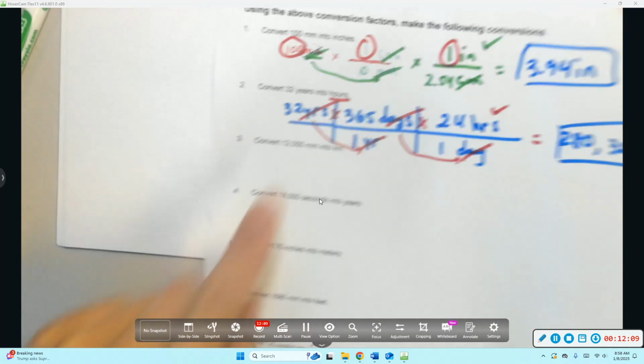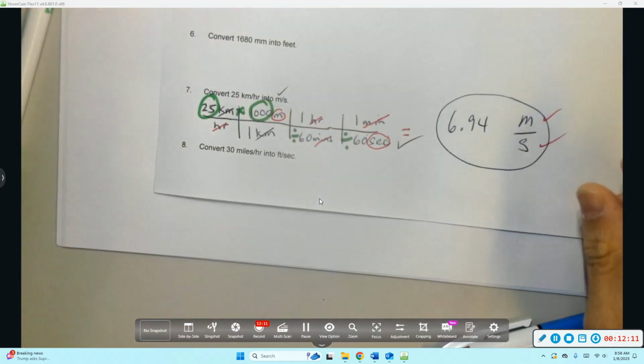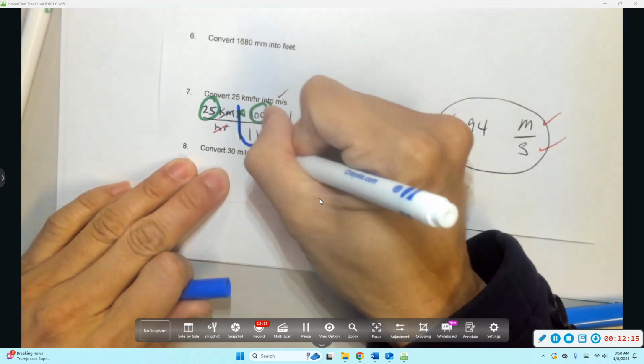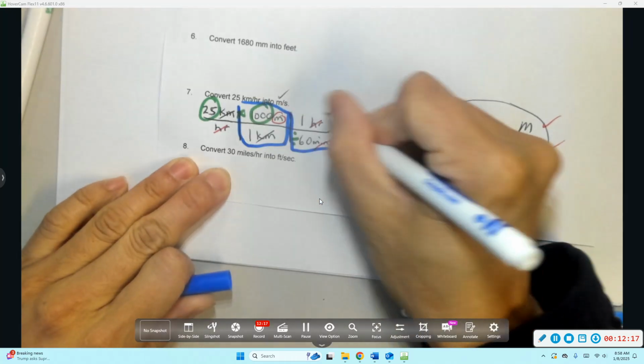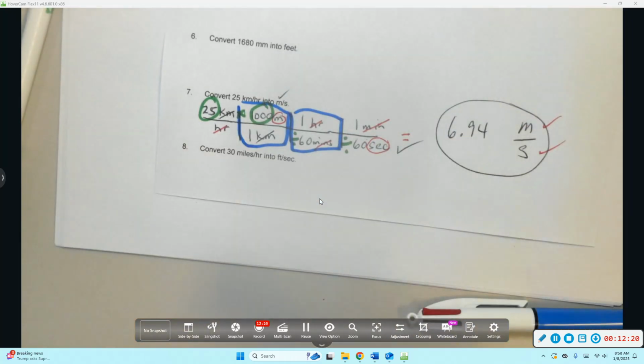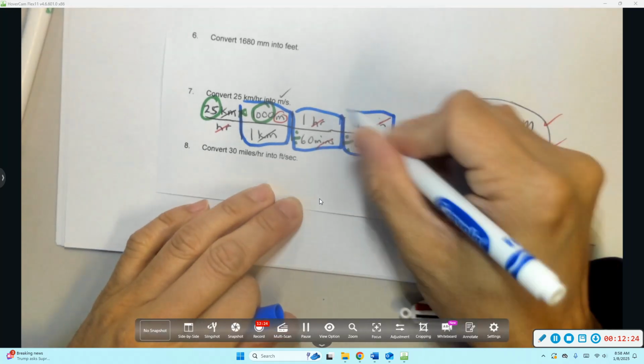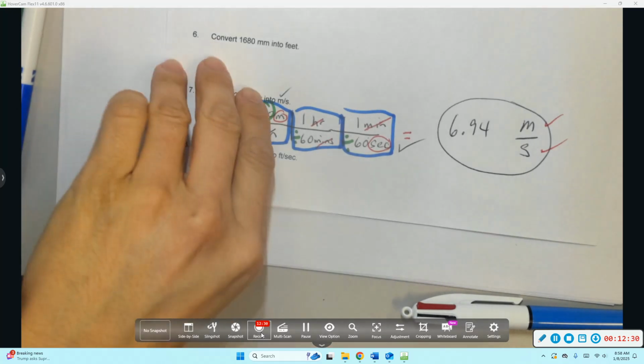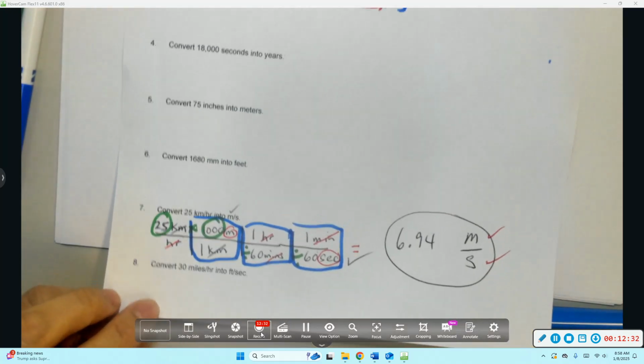Okay. Each of these boxes is a conversion factor. Remember, it's a conversion factor. It has to be equivalent. 1 hour is 60 minutes. 60 minutes is 1 hour. 1 minute is 60 seconds. So you only multiply by conversion factor, conversion factor, conversion factor to convert between units. That is how you do dimensional analysis.